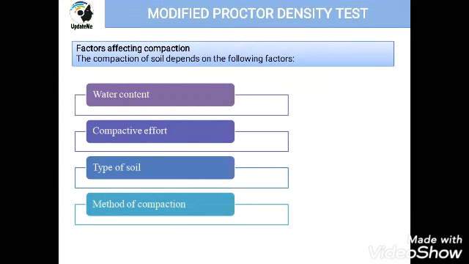Factors affecting compaction. What factors will be affecting the compaction? The amount of water, the compacting effort, type of soil, method of compaction. If we add more water, the compaction will be less. If different types of compacting effort are applied, like compaction with the help of hand hammers, or if compaction is given by roller, then the dry density achieved will be different. And for different types of soil, the moisture content will be different.